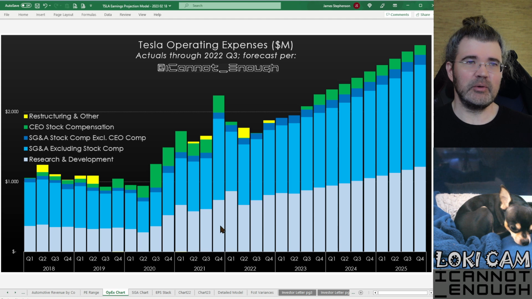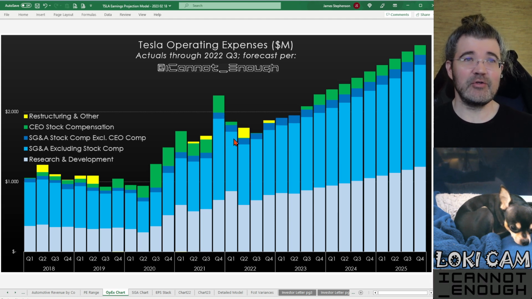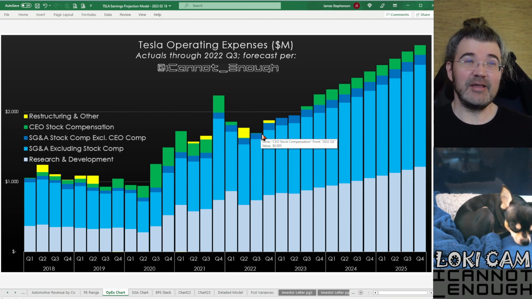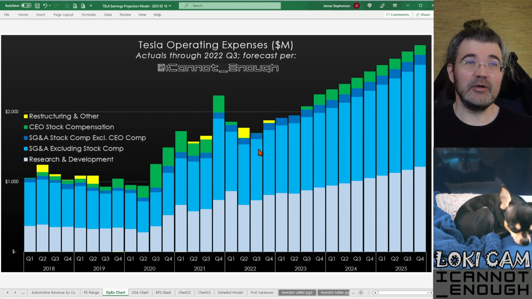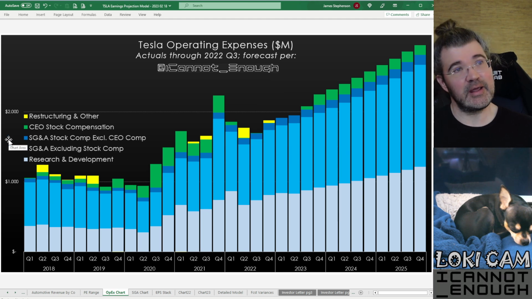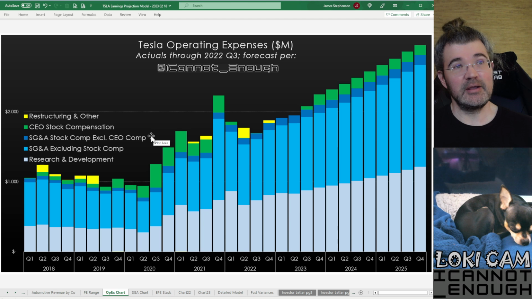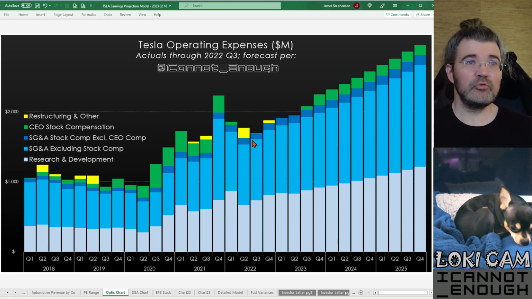And in Q4 of 2022, the total expense was down versus that year because there was no, or almost no, stock compensation being awarded. I think that's like $4 million worth of green bar there, a very, very thin slice. It really just looks like the top border on the darker blue section, which is the SG&A stock compensation excluding CEO stock comp, which is a pretty steady number every quarter. And for 2023 and onward, you can see what I'm forecasting for Tesla's total operating expenses.